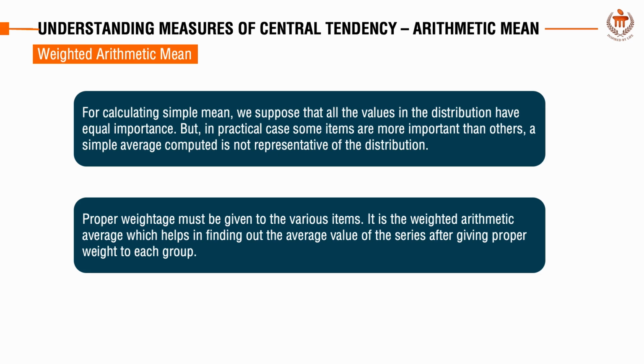And for that, what is important, for example, to have an idea of the change in the cost of living of a certain group of persons, the simple average of the price of the commodity consumed by them will not work because all the commodities are not equally important, like rice, wheat, pulses. They can be more important than tea or chocolate. So it is the weightage arithmetic mean, which basically helps in finding out the average value of the series after giving proper weight to each group.